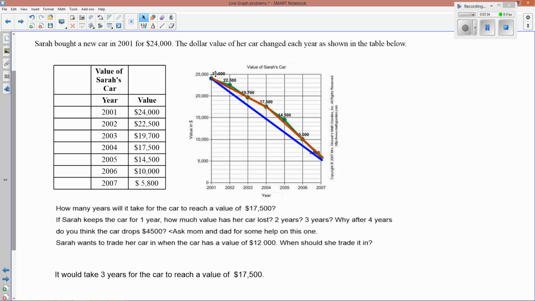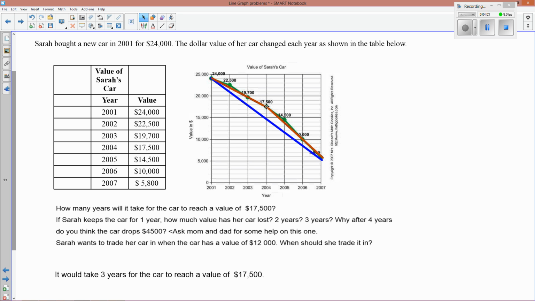After 2 years, it's lost, you know, there's a huge jump here. After 2 years, it's lost $4,300. So you just take them and subtract. So it's decreasing in value. After 3 years, 17,500. Now, sorry, it's dropped. 24,000 take away 17,500 would be $6,500. Okay.